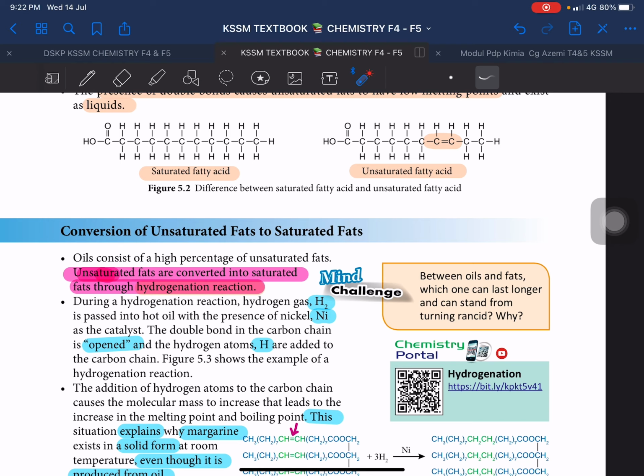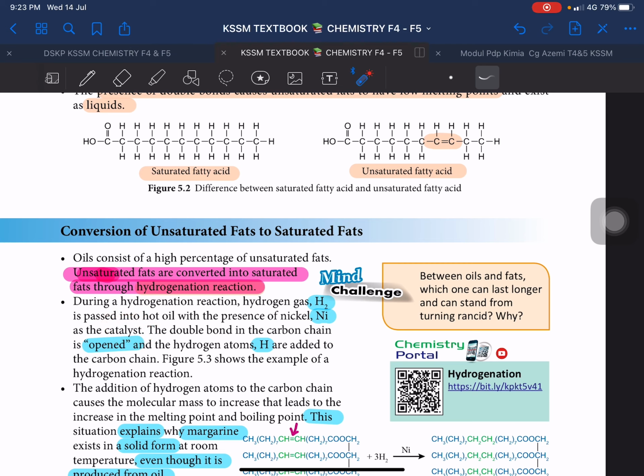So, apa yang terjadi? So, what we do with this one? Okay. This one unsaturated fat can be converted. Boleh ditukar to saturated fat. Apa proses dia? Ini hydrogenation reaction. Please remember it's penghidrogenan. Hydrogenation reaction. So what happened during hydrogenation adalah you have hydrogen gas yang kena pass into hot oil. Kan kita mau convert oil. Oil itu kan unsaturated. Kan kita kasih pass the hydrogen gas to hot oil. In the presence of nickel as catalyst. Okay, sebagai dia punya mangkin.